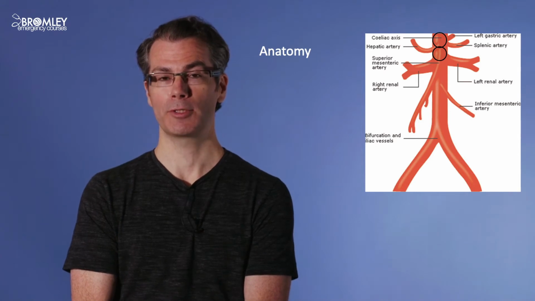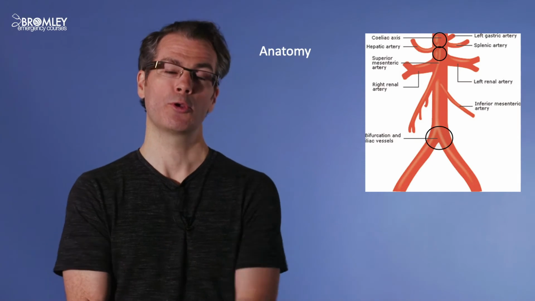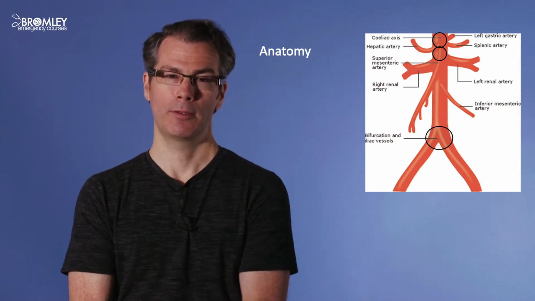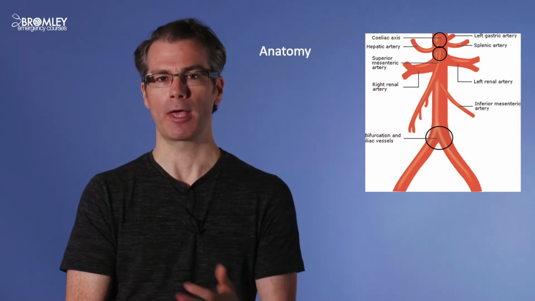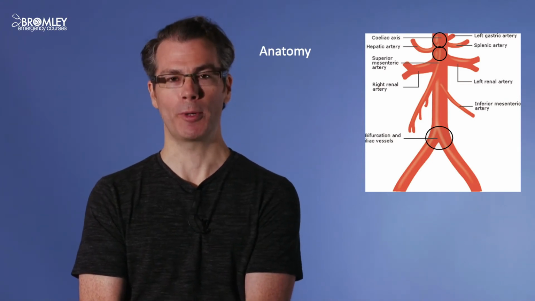And then the final branching point that you need to know is the bifurcation of the aorta into the 2 common iliac arteries. The other branches, the renal arteries and the inferior mesenteric artery, we don't see so well on ultrasound, so don't worry too much about these ones.